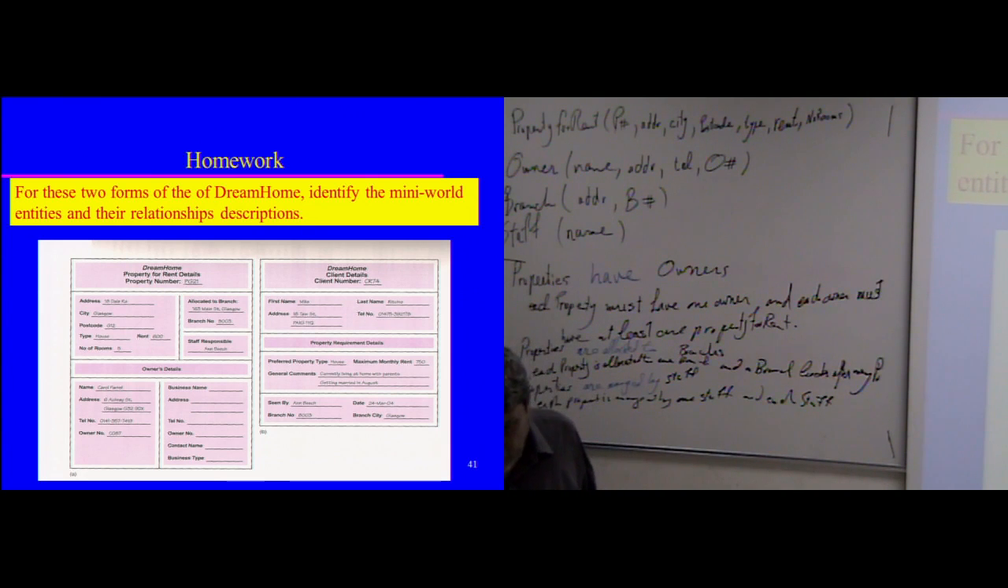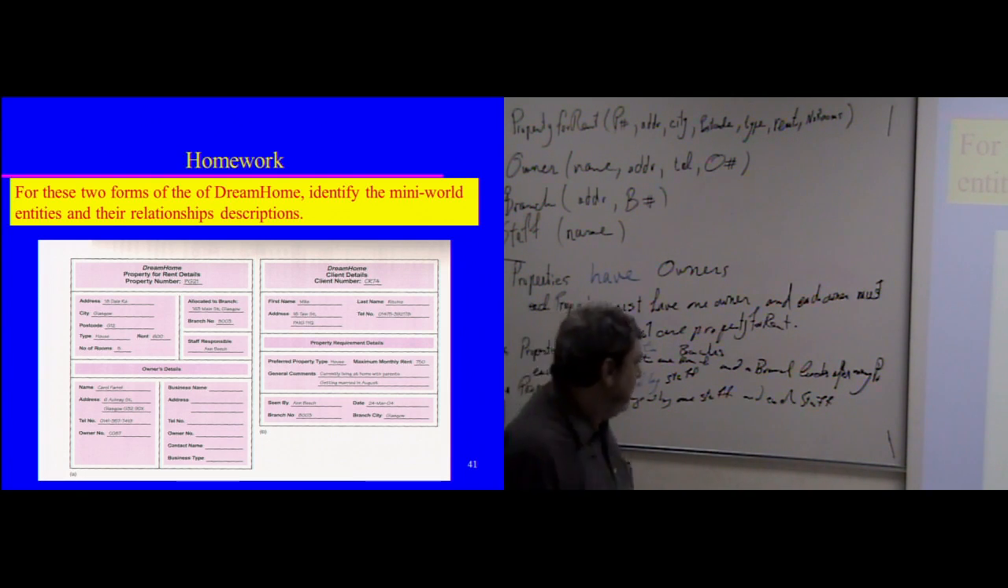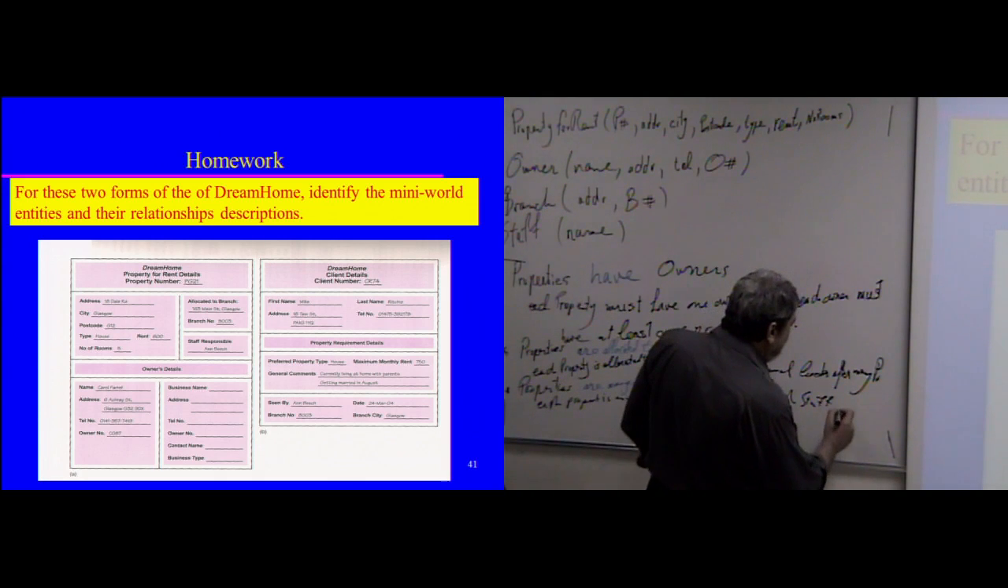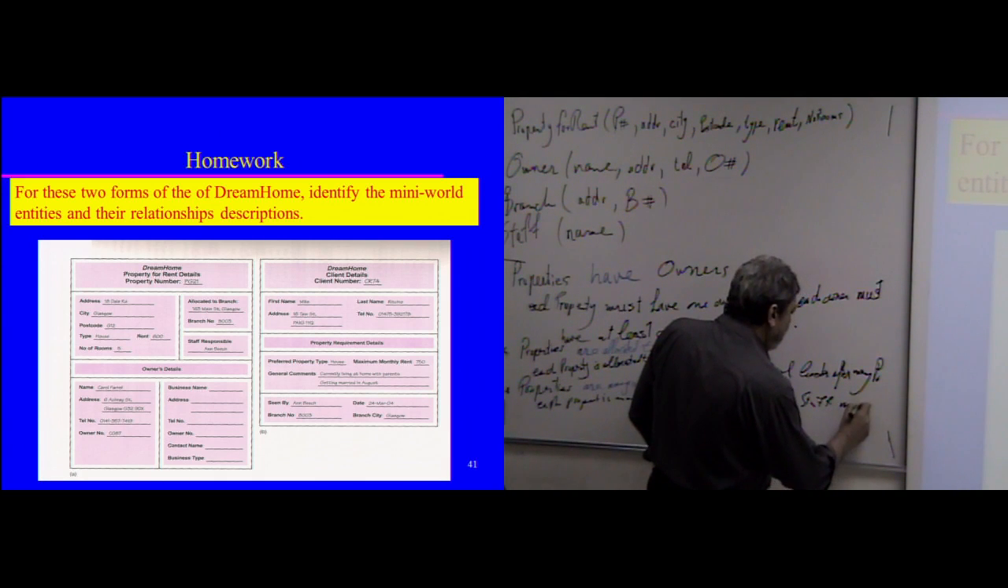He should. How about for example, the office boy? Does he manage properties? No. How about the accountant? Does he manage a property? So not all the staff manage properties, right? So what's the right word to use here? May. So, each staff may manage.